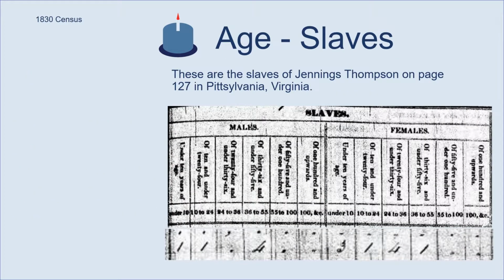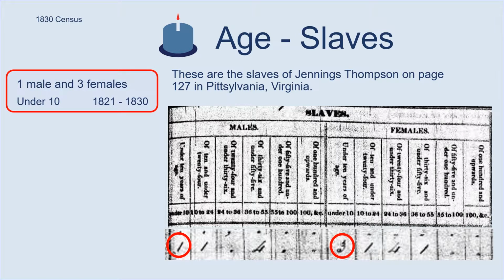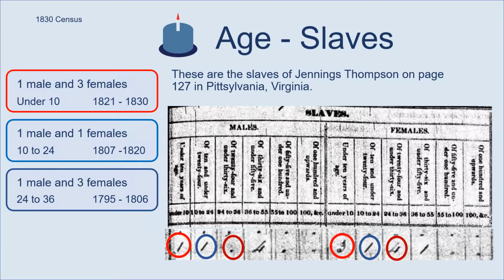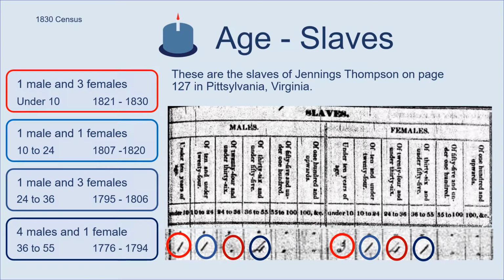These are the slaves of Jennings Thompson on page 127 in Pennsylvania, Virginia. 1 male and 3 females, under 10. They were born 1821 to 1830. 1 male and 1 female, 10 to 24. They were born 1807 to 1820. 1 male and 3 females, 24 to 36. They were born 1795 to 1806. 4 males and 1 female, 36 to 55. They were born 1776 to 1794.